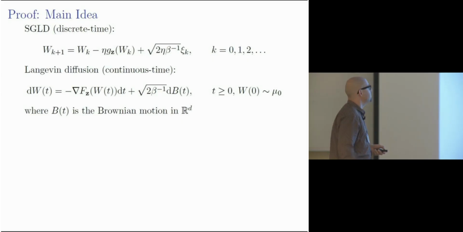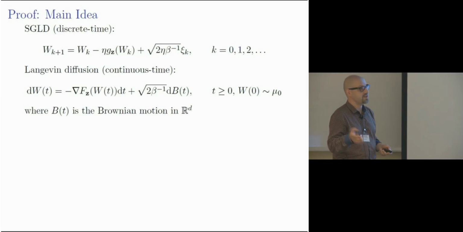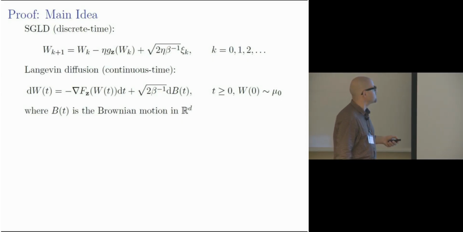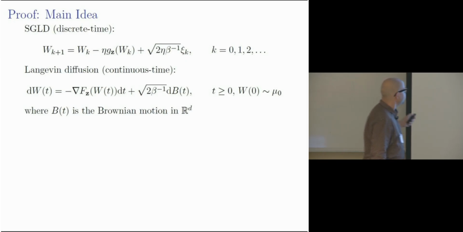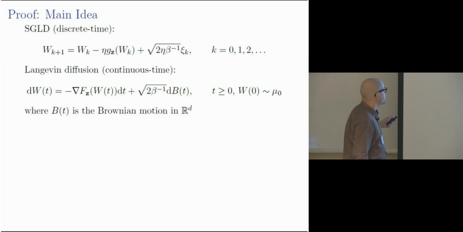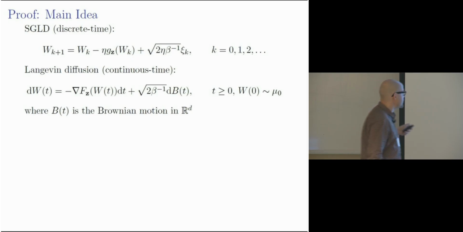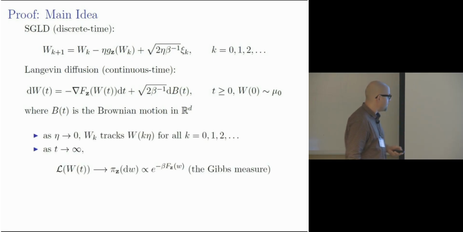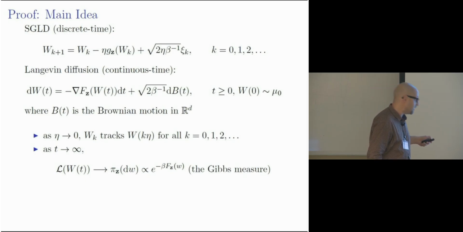Essentially, the main idea, which we will make precise and detailed at the poster, is something like this. The discrete time algorithm, when the step size eta is sufficiently small, approximates the Langevin diffusion, which is a continuous time algorithm described by a stochastic differential equation. And we notice two facts. As the step size becomes small, the distribution of the iterates of SGLD is close to the distribution of the position of this diffusing particle at times k eta.